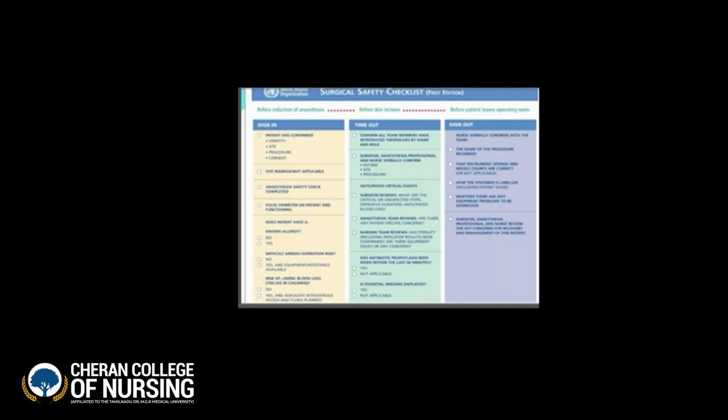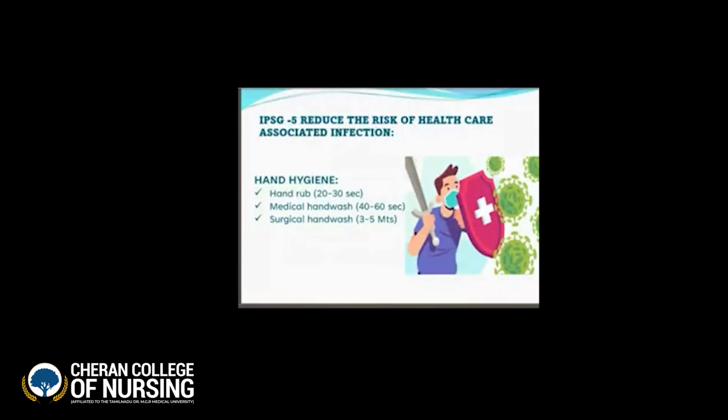Okay, so these are the surgical safety checklist that should be followed to ensure correct site, correct procedure, and correct patient surgery. And next we are moving to the international patient safety goal 5, reduce the risk of healthcare associated infections. Okay, so mainly we are concentrating on hand hygiene. You all know the types of hand hygiene. The hand rub 20 to 30 seconds, medical hand wash 40 to 60 seconds.